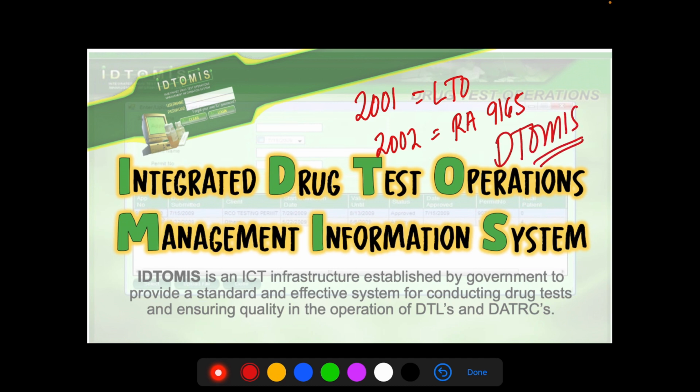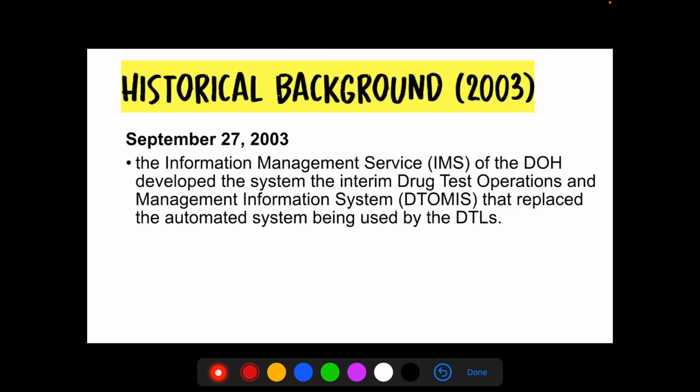So the DOH developed the DTOMIS software for drug testing laboratories to use and connect to the DOH. And also, the DOH was tasked to license, to accredit, and to monitor the drug testing laboratories to safeguard the quality of drug test results. And it was on September 27, 2003 that the information management system of the DOH developed the interim or temporary drug test operations and management information system.